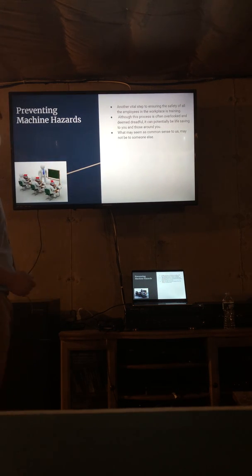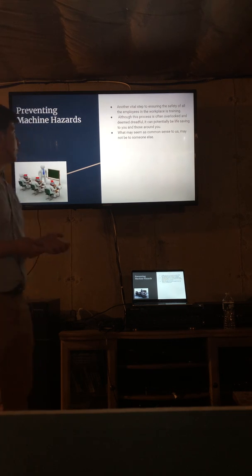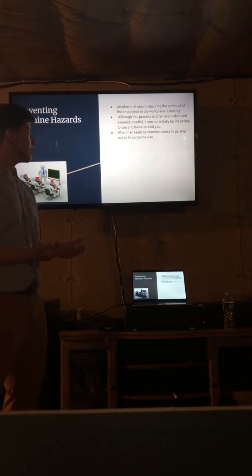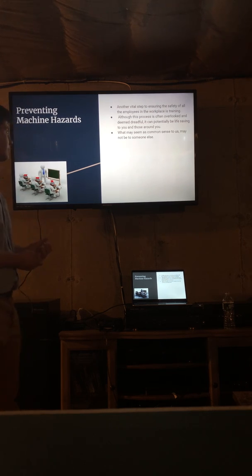And part 3 of preventing machine hazards. Another vital step in ensuring the safety of all the employees is training. Training is also often overlooked, and people really dread it when they start a new job, but it can be potentially life-saving to you and those around you. They could cover new material that maybe you haven't experienced yet in a job setting, and that can shine some light on things that you didn't think about to protect you and to protect others.